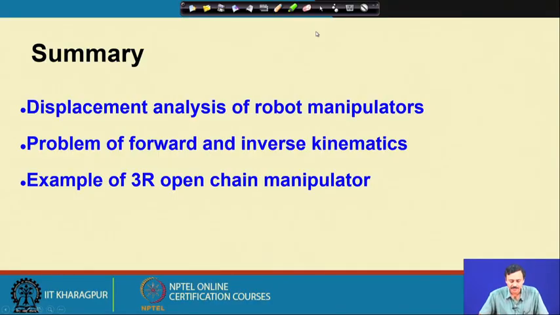So, here is a summary. So, we have looked at the 3R open chain manipulator, looked at its forward and inverse kinematics, and we have discussed the geometric interpretation of the solutions of the inverse kinematics problem. So, with that I will close this lecture.